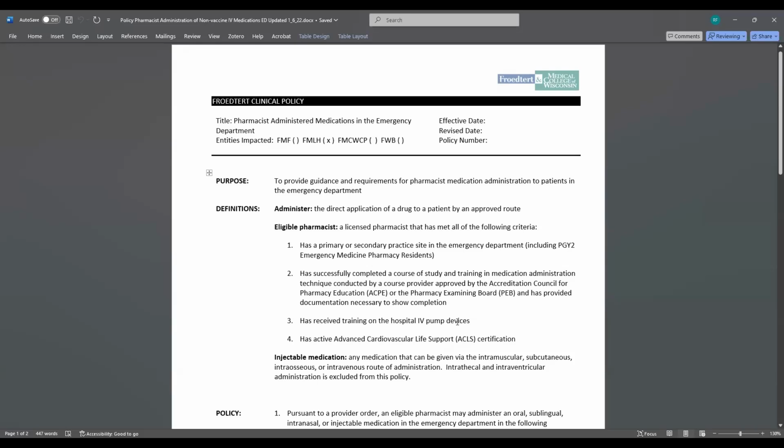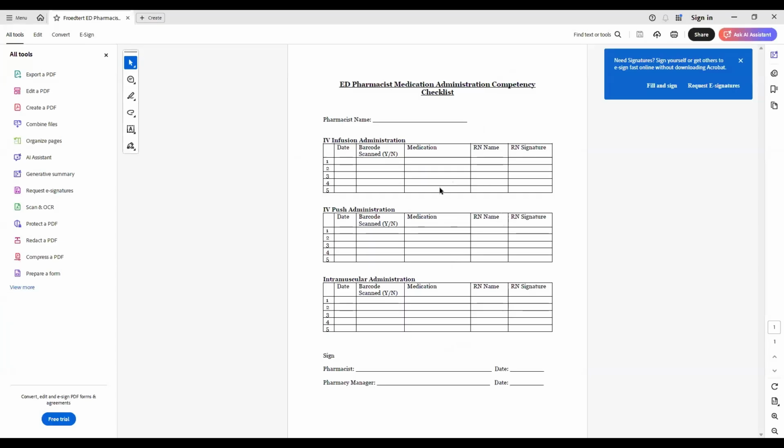And then you have to have training on IV pumps, and you have to get 15 sign-offs. So you do 5 IV infusions, 5 IV push, and 5 intramuscular. It gets signed off by the nurse who does it with you, and then that gets held on by our administrator, and that's it. So overall, you do get some nurse training.